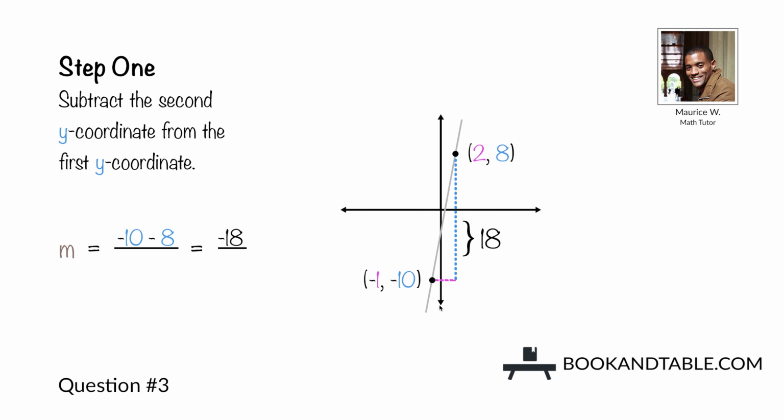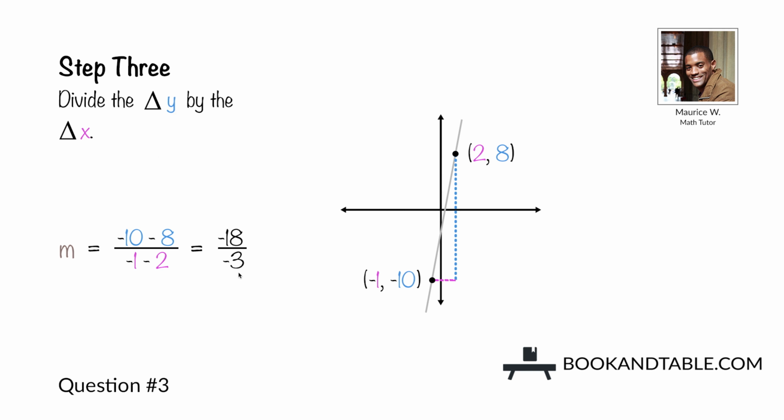Step 1, subtract the second y-coordinate from the first y-coordinate. That would be negative 10 minus 8 as our delta y, and that would be negative 18. Step 2, subtract the second x-coordinate from the first x-coordinate. That would be negative 1 minus 2 in the denominator, or delta x, and that would be negative 3. Step 3, divide the delta y, negative 18, by the delta x, negative 3. Negative 18 divided by negative 3 would give you a slope of positive 6.